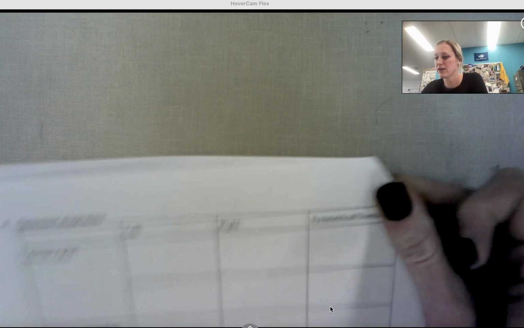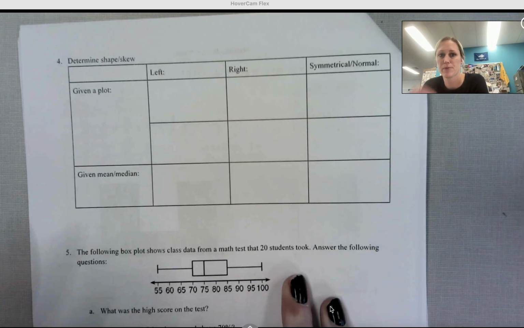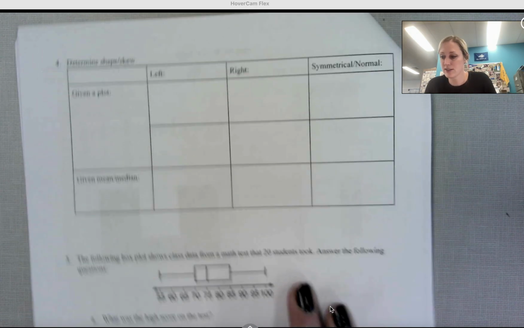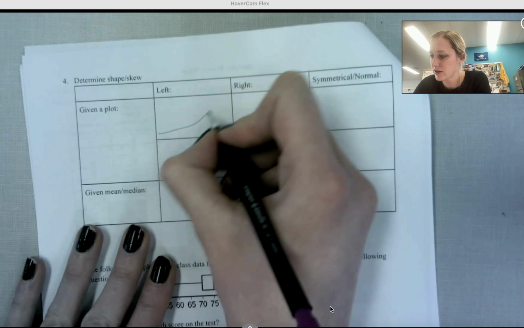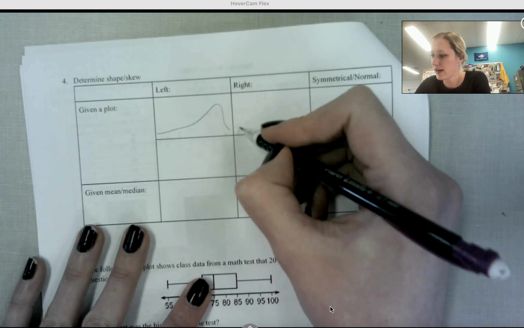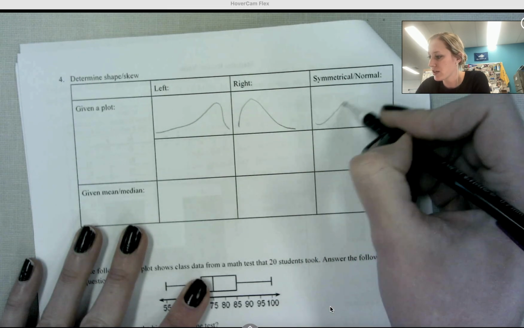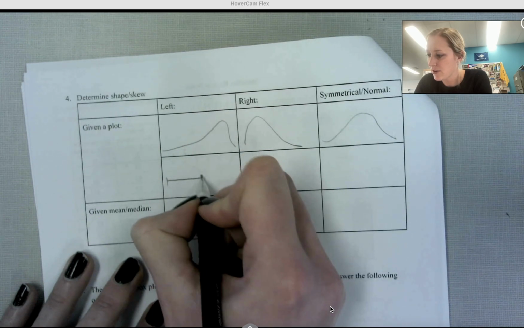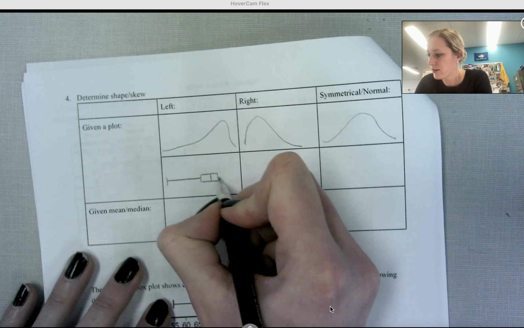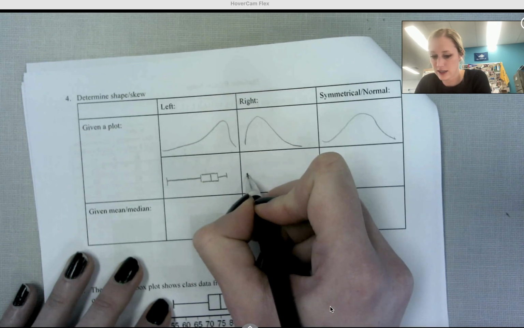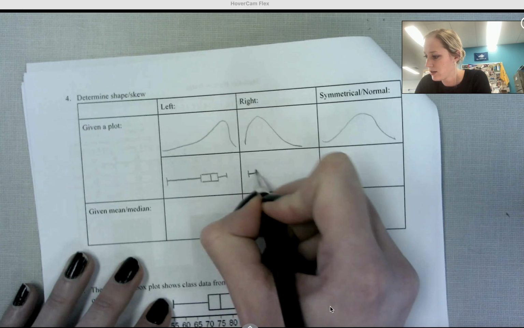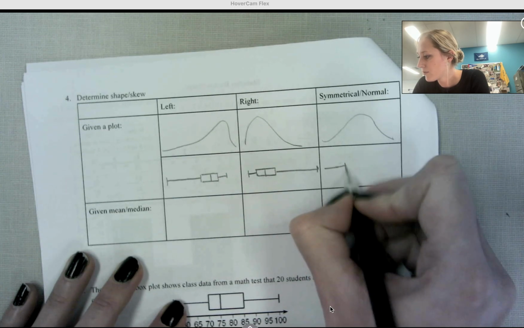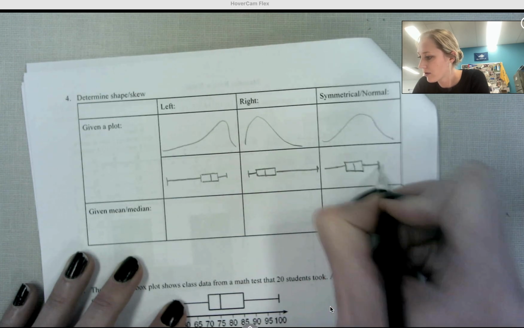Okay. The other thing we need to know about is we need to be able to determine the shape or skew of a distribution. So if we are given a plot, if it's skewed to the left, remember it's got the long tail left with the peak on the right. Right is the opposite. And if it's symmetric, then it's the peaks in the middle. For a box plot, remember that just means we have the tail here on the left. Opposite here, we got the tail on the right. Okay, and if it's normally distributed, we don't have a tail. It's approximately equal on both sides.